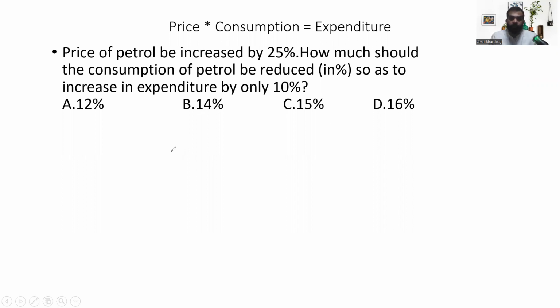Price, consumption, expenditure. Price is increased by 25%. You have to find out the percentage by which consumption of petrol is reduced, so that the increase in expenditure is only 10%. Good question, right? So what can we do?